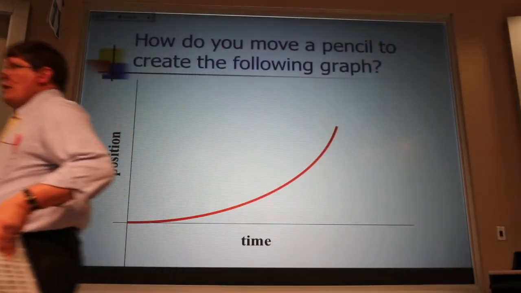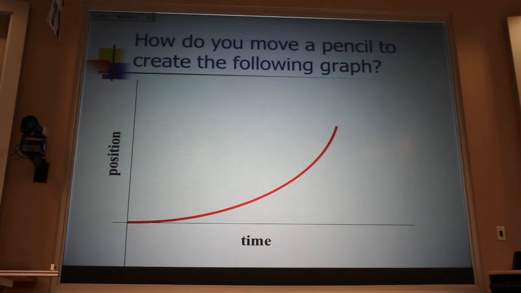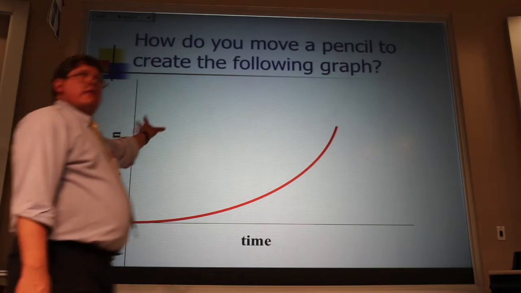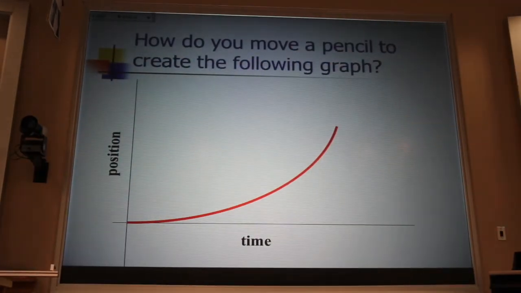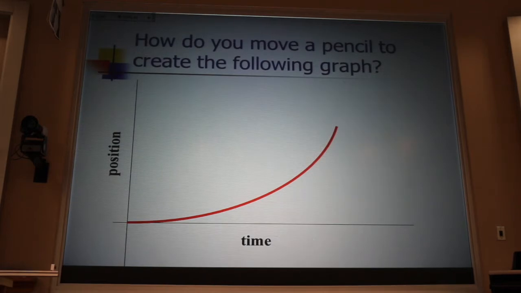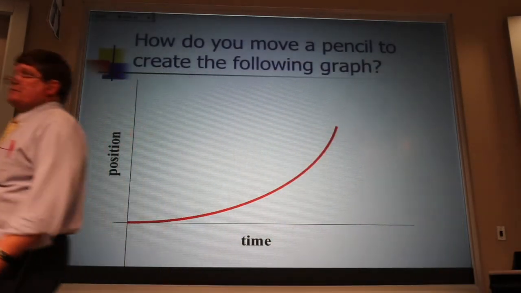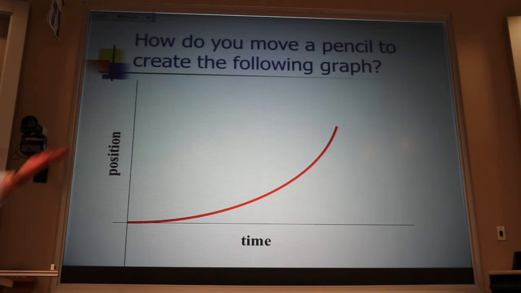So what we're going to do is a cheap version of that activity. We're going to let me be the object that moves, and we're going to move on a coordinate system that goes positive towards the open door, negative the other way, and that will be the origin of our number line. So if I want to make that position versus time graph, where should I start? At the origin. Which way should I go? Towards the open door.